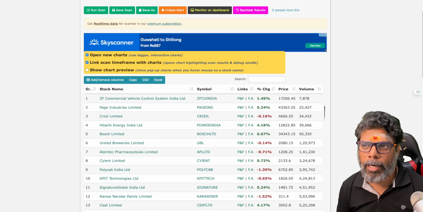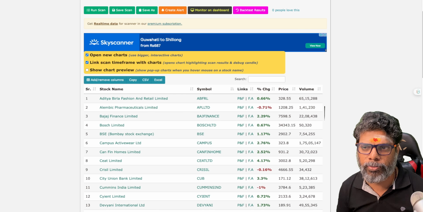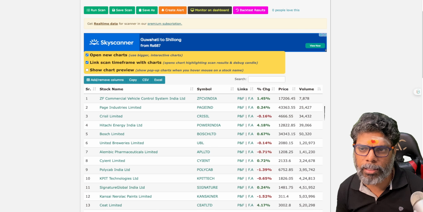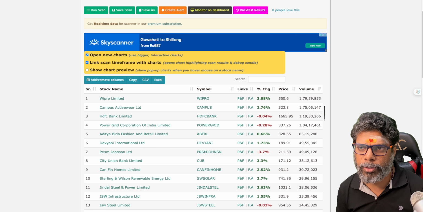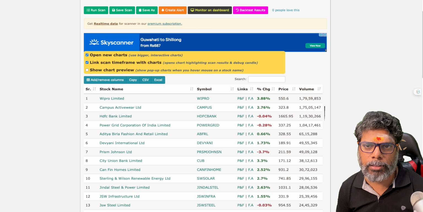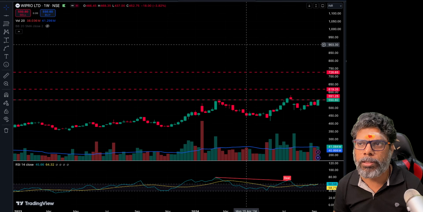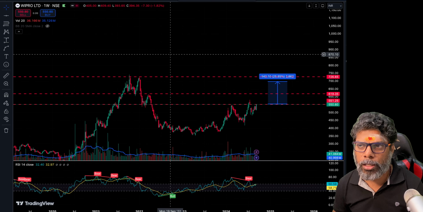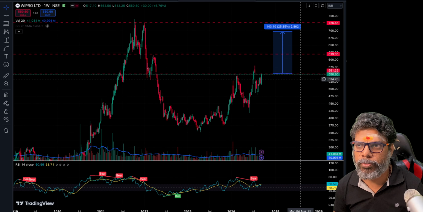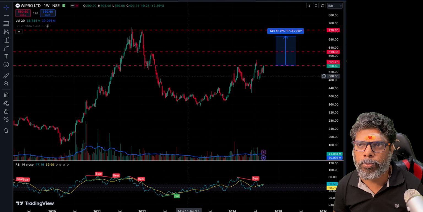But basically, anything is fine for me because I just need to create a list from this. Let's go with the volume first. The first is Wipro Limited. Let's go to the Wipro stock. It's in a weekly time frame. Okay, and draw all the supports and resistance in the weekly view.